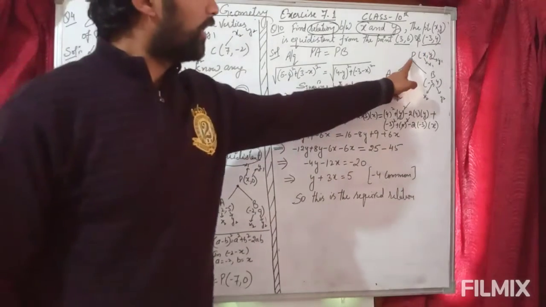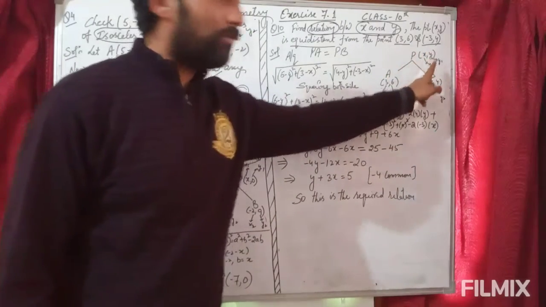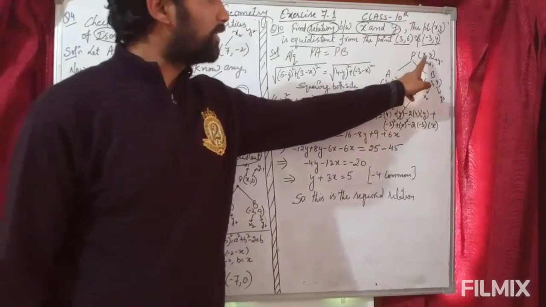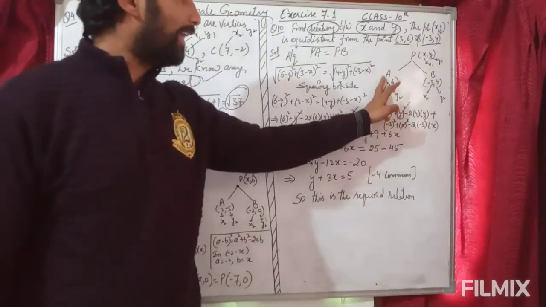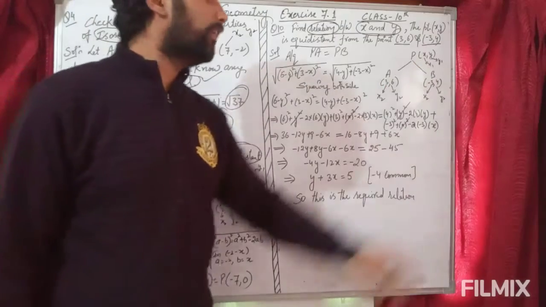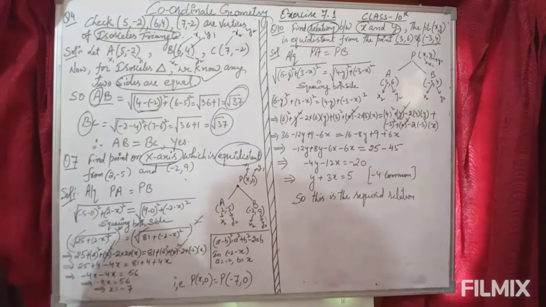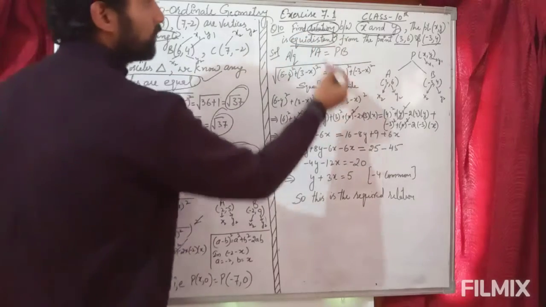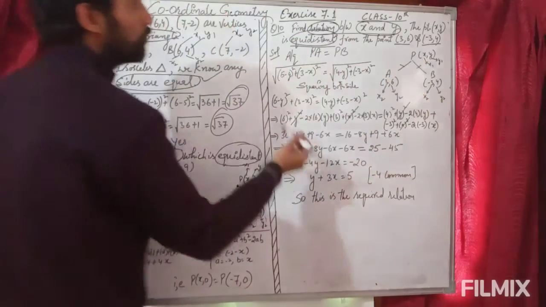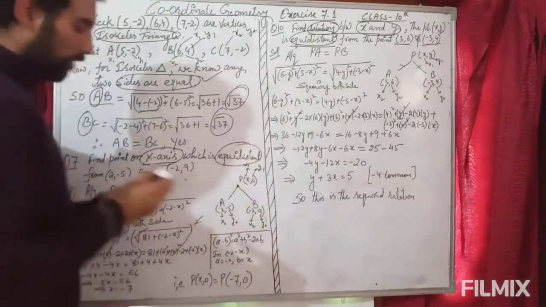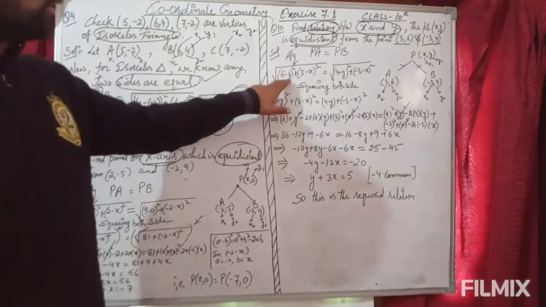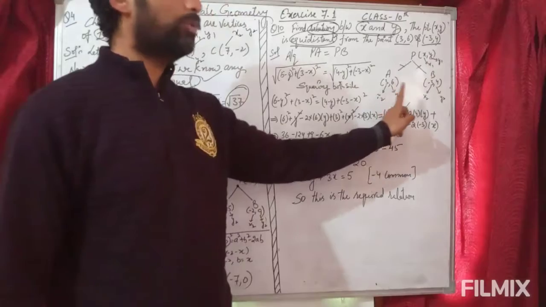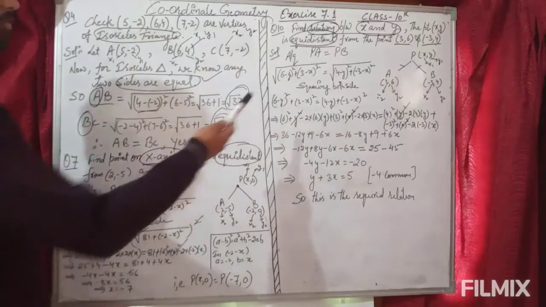So here I am writing P (x, y), A, B. The general point P is (x, y), that is given, and A is (3, 6) and B is (minus 3, 4). According to the question, equidistant, what is the meaning of equidistant? Equidistant means PA is equal to PB. So I write PA equals PB, and I write the same distance formula here, with x1, y1, x2, y2. Same for the next one.